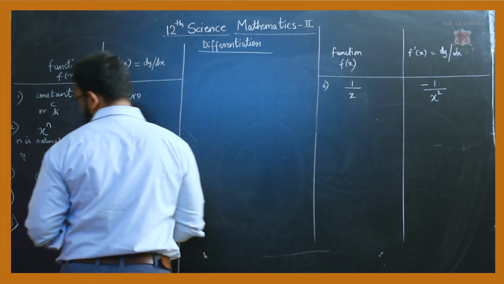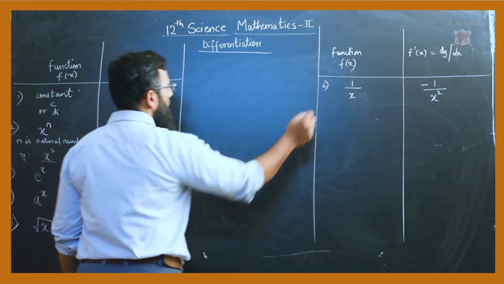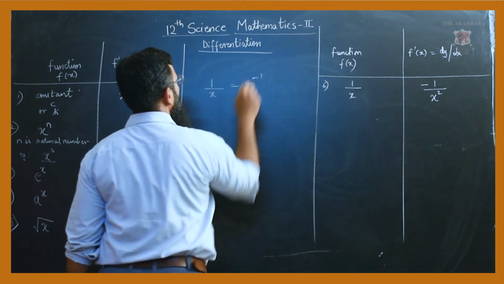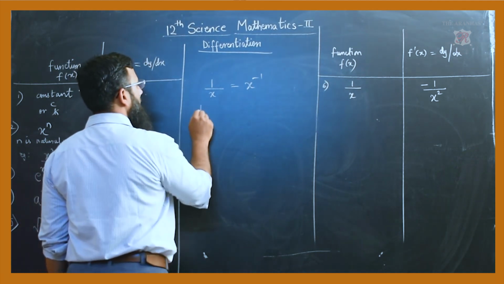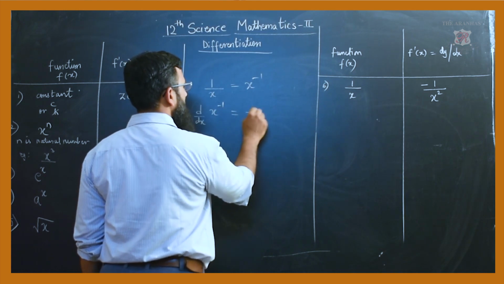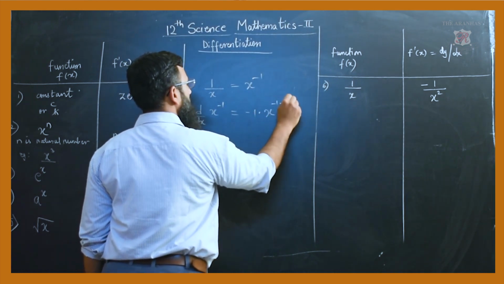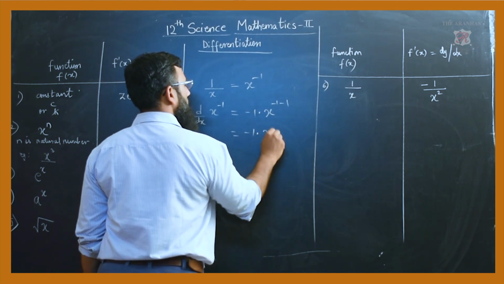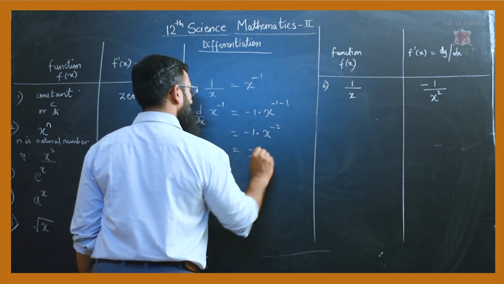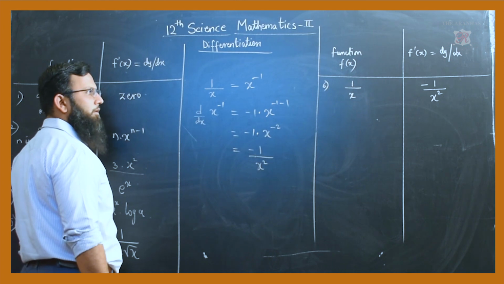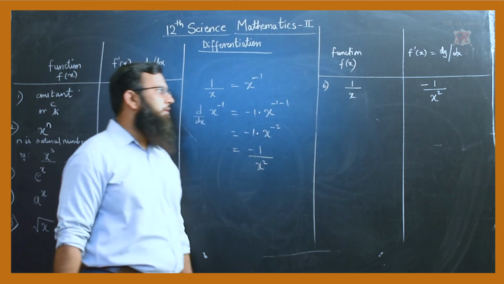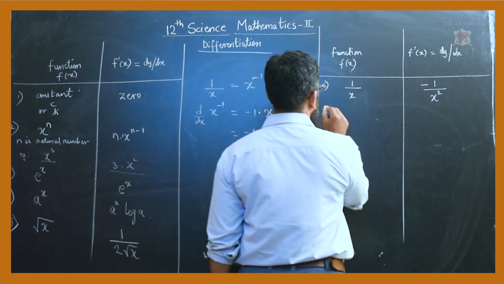All these functions, their derivatives can be obtained, like say 1 upon x. It's the inverse. You can also write it as x raised to minus 1. In that situation, d by dx of x raised to minus 1, your n is minus 1 in this case. So minus 1, x raised to minus 1 minus 1, so it will be x raised to minus 2, which can be written as minus 1 upon x square. So this is the way we get the derivative of x raised to minus 1, that is 1 by x.